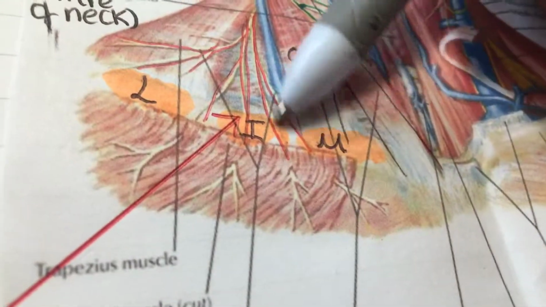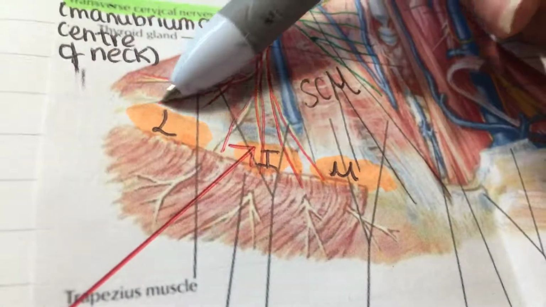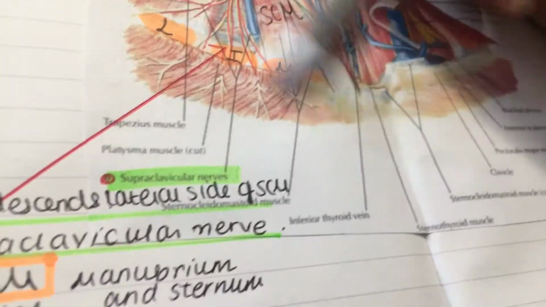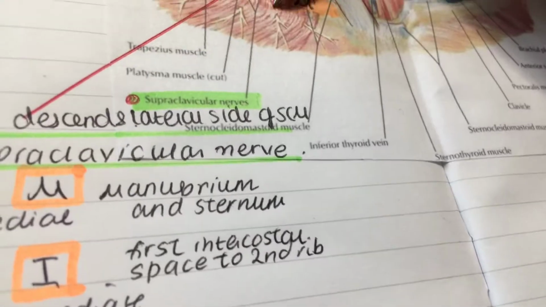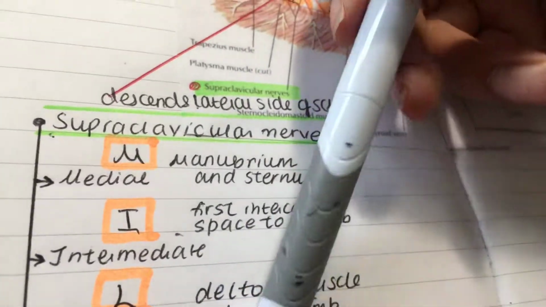And then there's a medial supraclavicular, an intermediate, and a lateral. Now the medial will naturally go to the manubrium and the sternum because that's in the middle of the chest. Then the intermediate will go on the first intercostal space to the second rib, and the lateral will finally innervate simply the deltoid and the upper limb. Now what's left? You've also got greater auricular.